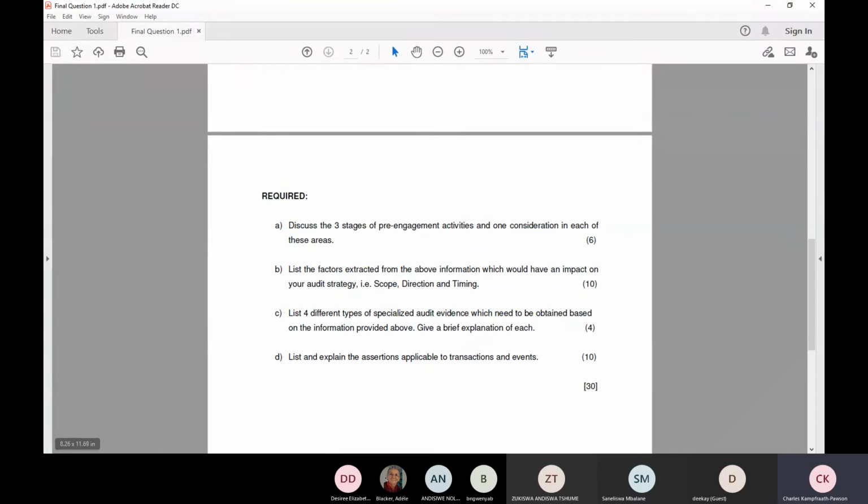Okay, let's do the last two questions together. The first, they say list 4 different types of specialized audit evidence which need to be obtained based on the information provided above. Give a brief explanation of each, and then list and explain the assertions applicable to transactions and events. I just want to confirm, listing assertions was a part of your module, hey?